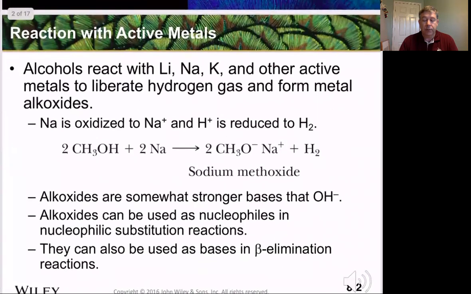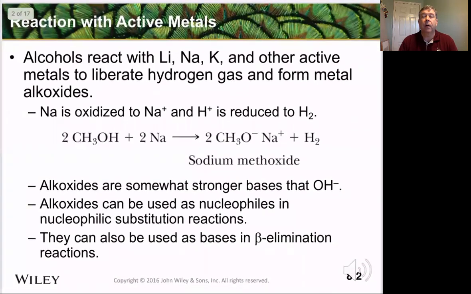So the first reaction we're going to talk about is the reaction of alcohols with active metals. Reactive metals like lithium, sodium, and potassium can react with alcohols to generate hydrogen gas and form a metal alkoxide, or the metal salt of the alcohol. We can use these for a number of different things. They are very strong bases. We can use them as nucleophiles, and we can use them as bases in beta elimination reactions.